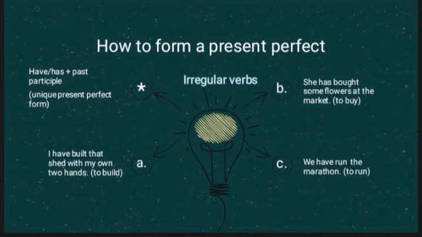She has bought some flowers at the market. The infinitive form of the verb is to buy. We have run the marathon. The infinitive form of the verb is to run.